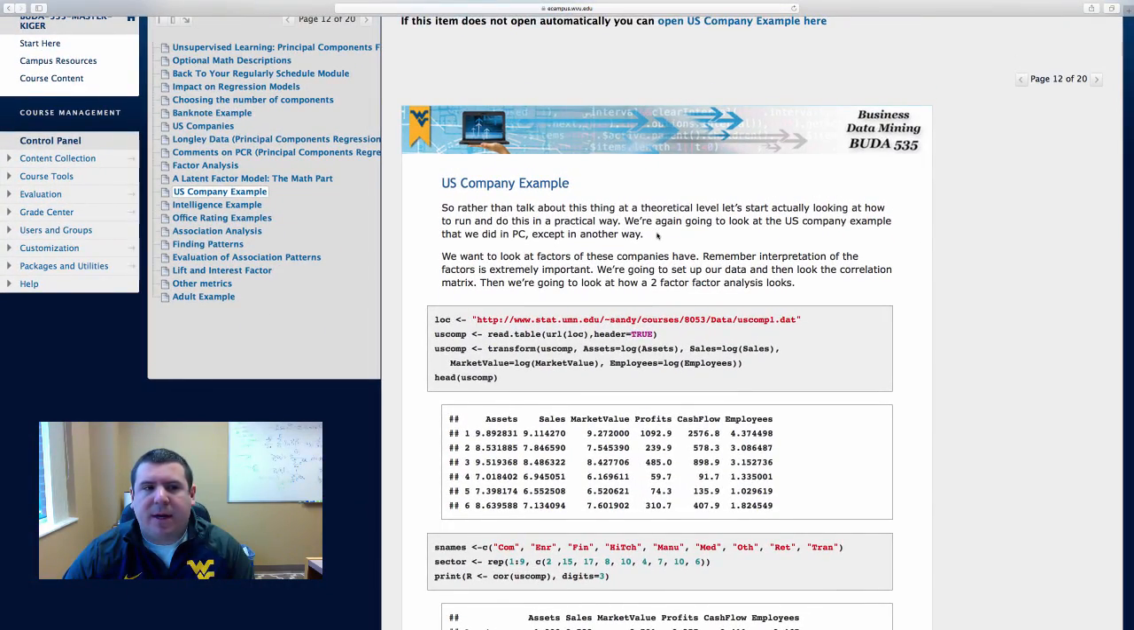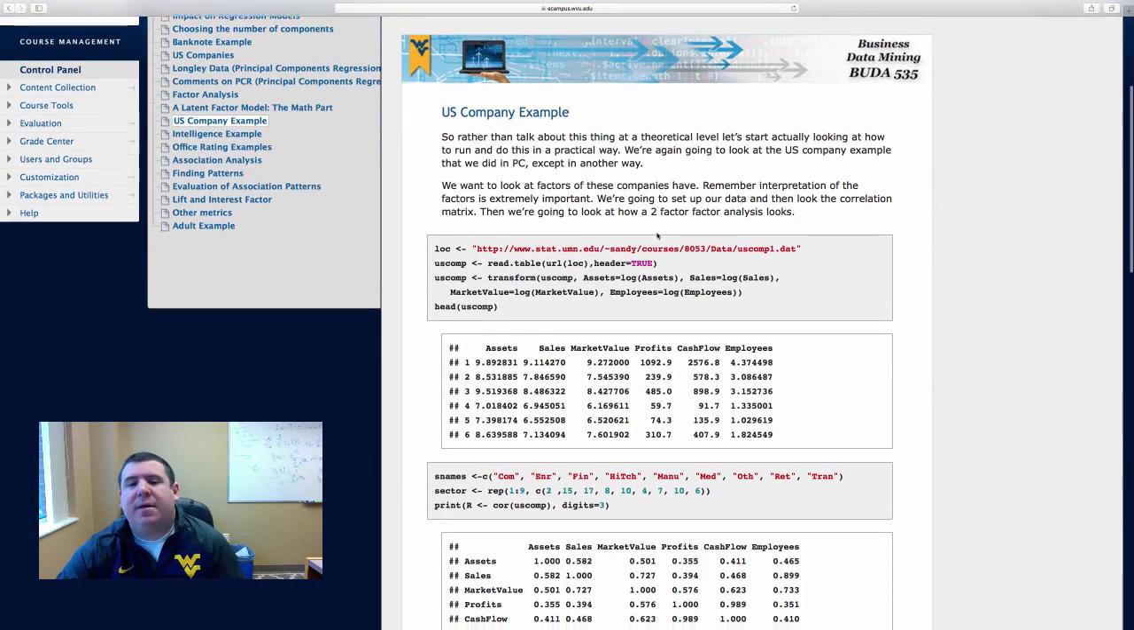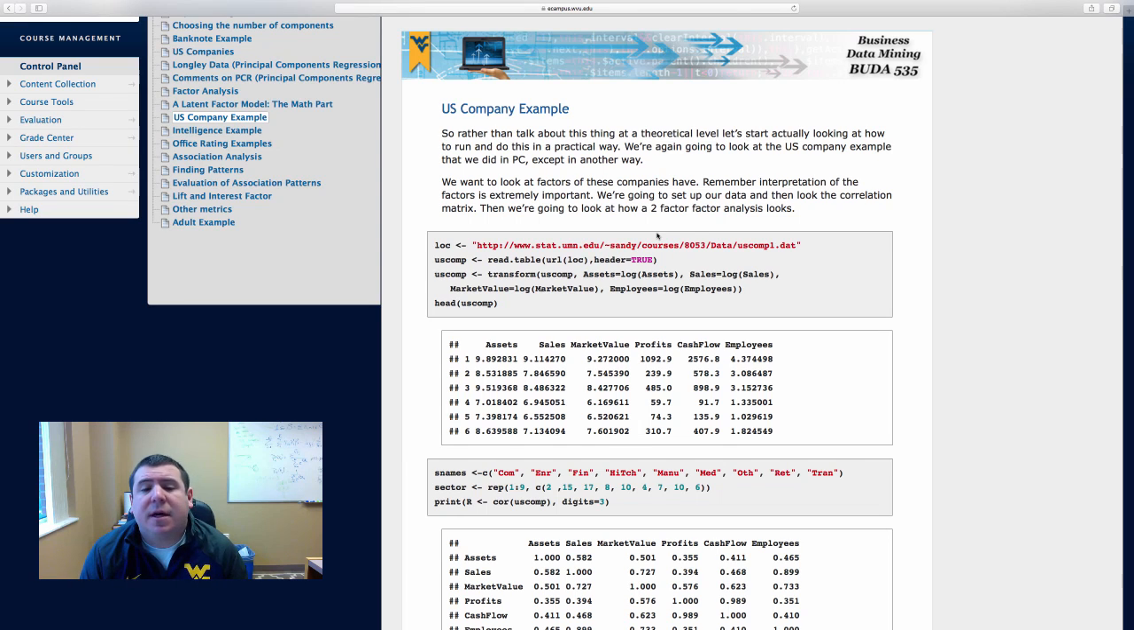All right, guys, so we're going to go back and do the U.S. company example again, this time with factor analysis, just to look at what some of the differences are. One of the things I want you to see is how this works and how we're going to use it to our advantage. We're just going to use a two-factor analysis, and the way this looks is I'm just reading in the data.